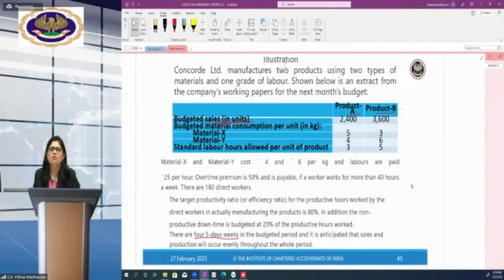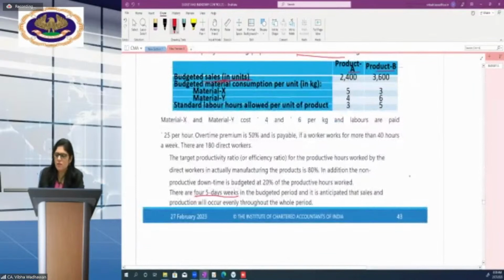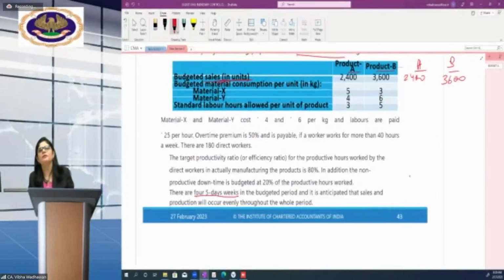All right. So for the material purchase budget, we should have the sales, and we have the sales. So product A and product B. For the next month's budget, you have this information, 2 materials and this. Product A and product B here, 2,400 and 3,600. We should have the production budget first. For the material purchase budget, consumption is important, but we need to have the production budget also. So for production and consumption both.